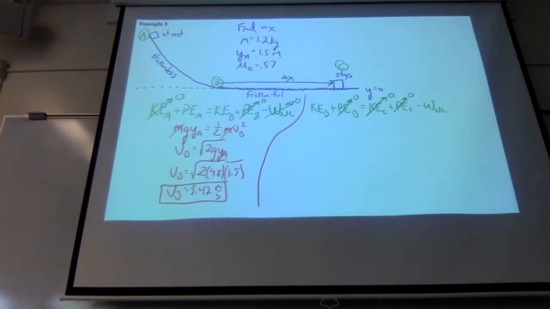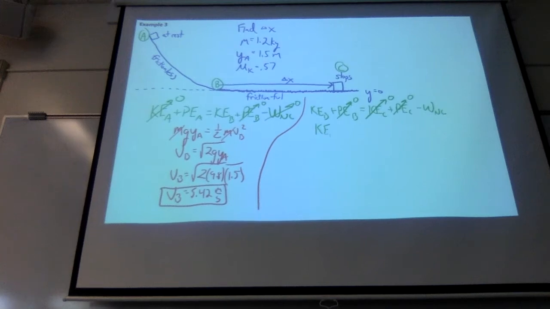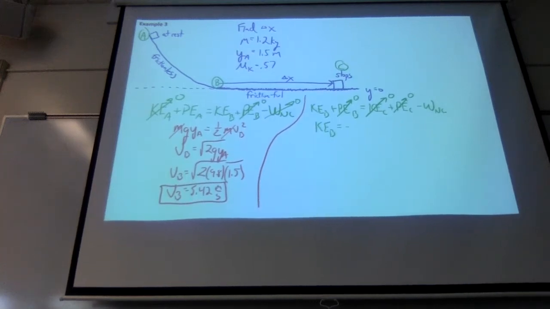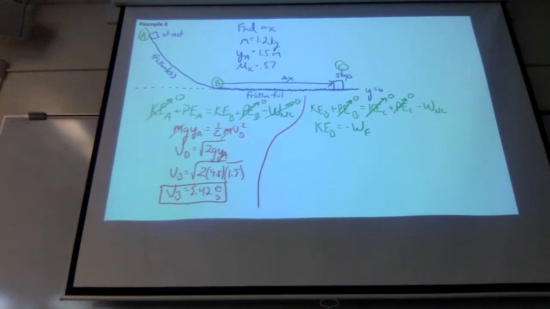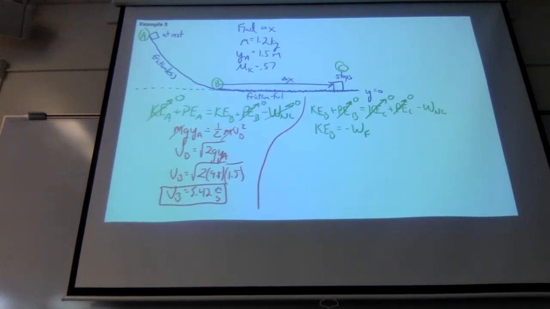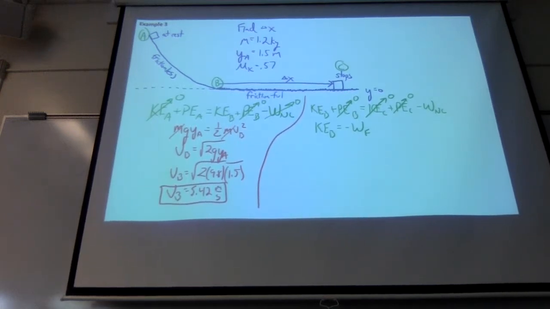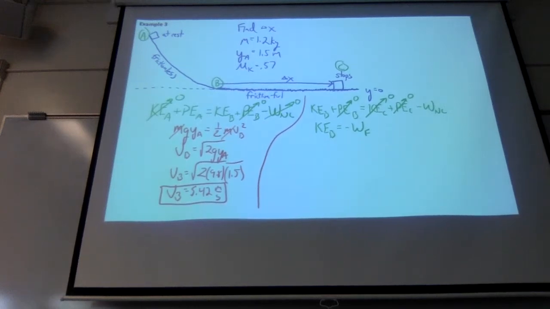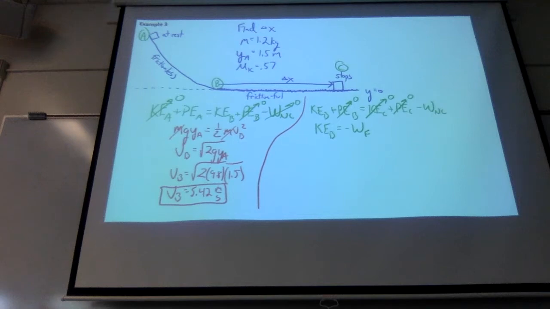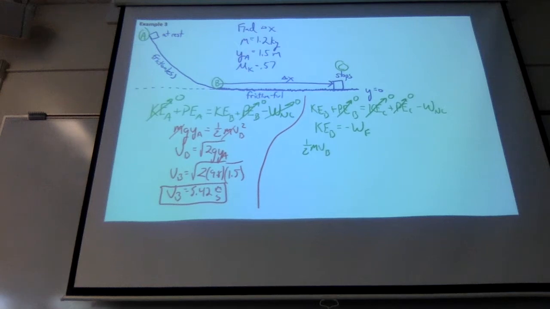So let's rewrite out our equation. Kinetic energy at B equals negative work done by non-conservative forces, and I happen to know that that force is friction, so I'm going to change the subscript. And then we're going to just plug in equations that we have for each of those things. So the kinetic energy at point B is 1/2 mass times velocity at point B squared.